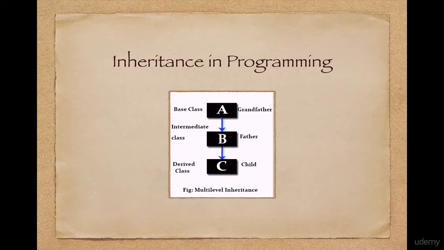Now look at class C. This is called the derived class, and we call it the child, right? Class C inherits from class B, right? And class B inherits from class A.